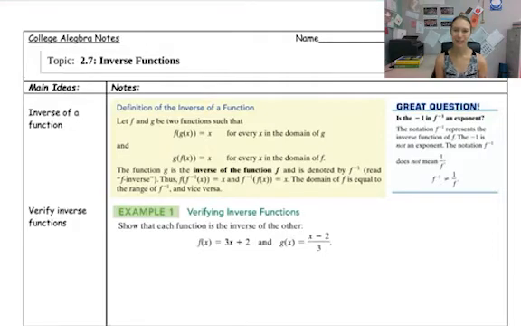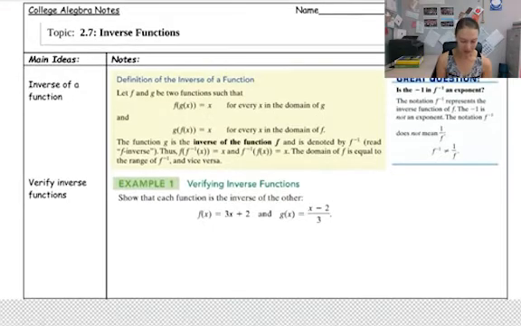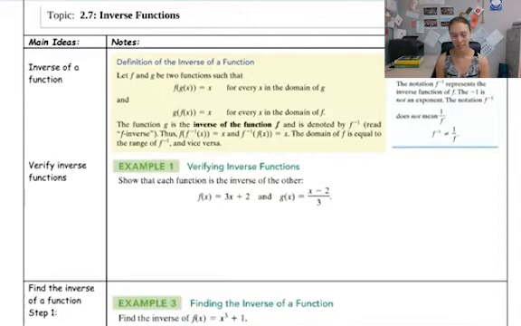Hey class, today we're going to be doing section 2.7 from college algebra, which is all about inverse functions. So first we're going to talk about what an inverse function is.